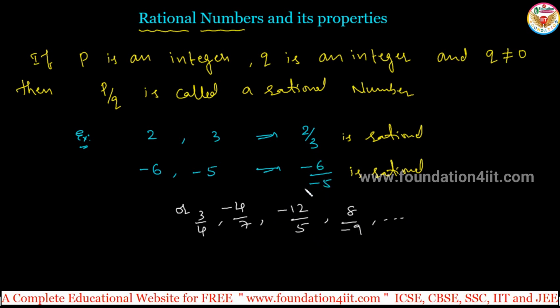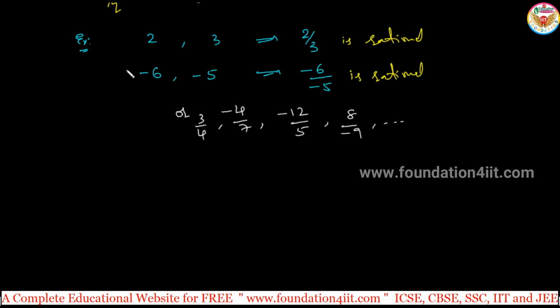Let us see the properties. So this is the definition. When you come to the basic properties, the first one, just remember: every integer is a rational number, but the converse is not true.